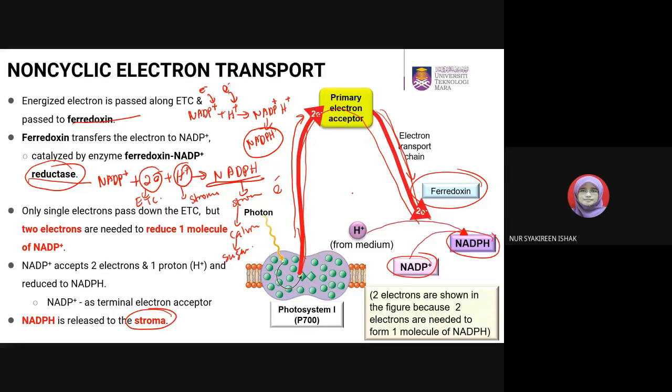So point number 4, NADP plus accepts 2 electrons, 1 proton to be reduced to NADPH. So NADP plus is the terminal electron acceptor. Ingat, NADP plus as the terminal electron acceptor, and NADPH is released into the stroma. Kalau cellular respiration, the final electron acceptor will be oxygen molecule. Itu beza dia. Okay.